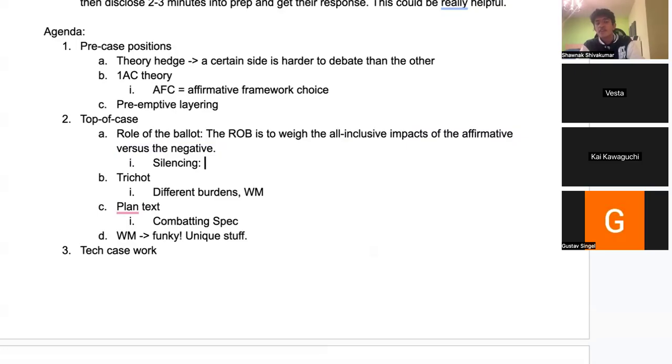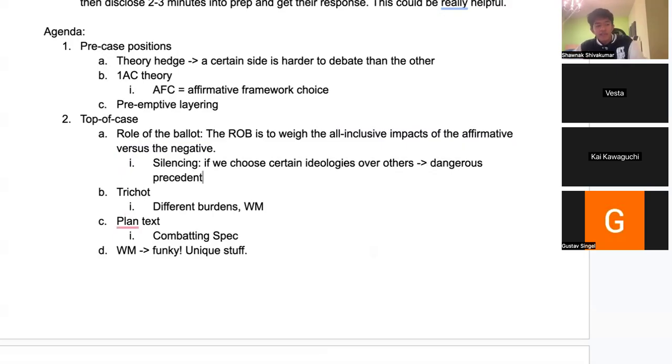The reason is that if we choose certain ideologies over others, this sets a dangerous precedent. If you're only valuing the sociological, physiological impacts to women, how about racism experienced by African Americans, or some other intersectional identity that becomes erased because you only choose to focus on one thing? Thus, the way to solve is to weigh the all-inclusive impacts of everything versus everything. Thus, we don't silence anything.